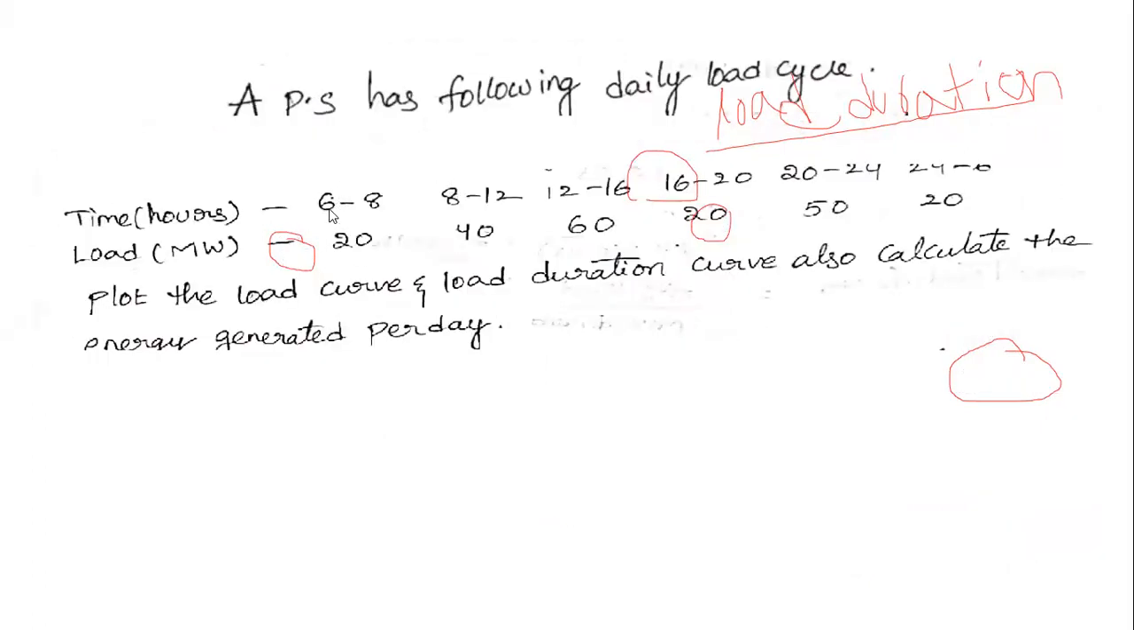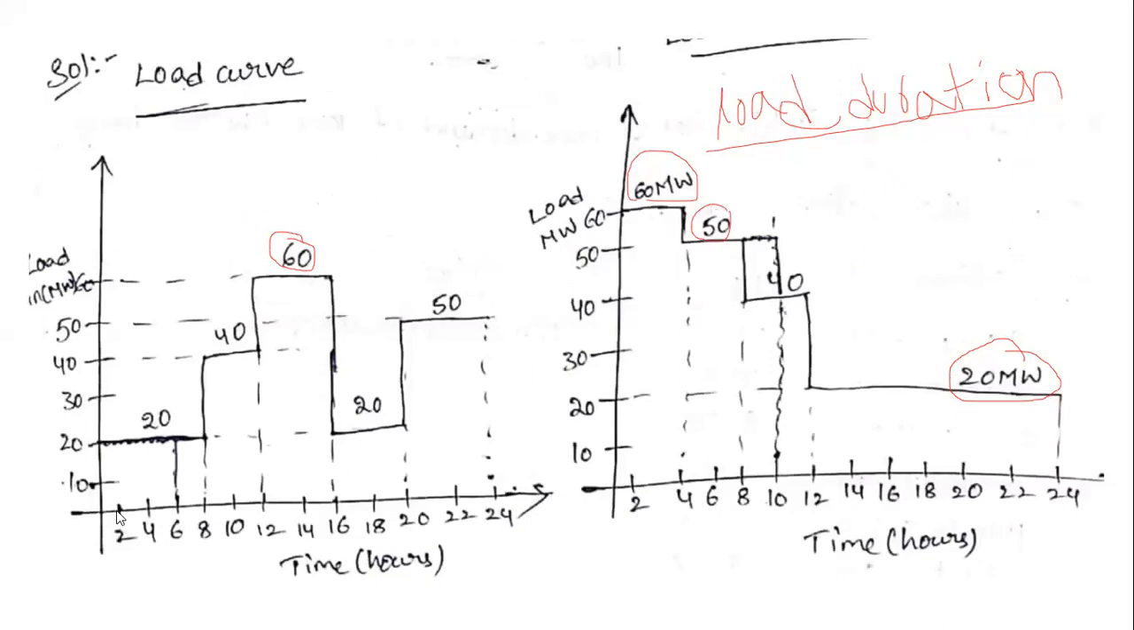On the x-axis we are considering the time, and on the y-axis we are considering the different loads. The time will be represented in the 24 hours format. That's why on the x-axis we are taking the time in 24 hours, and on the y-axis we are taking the load in megawatts.